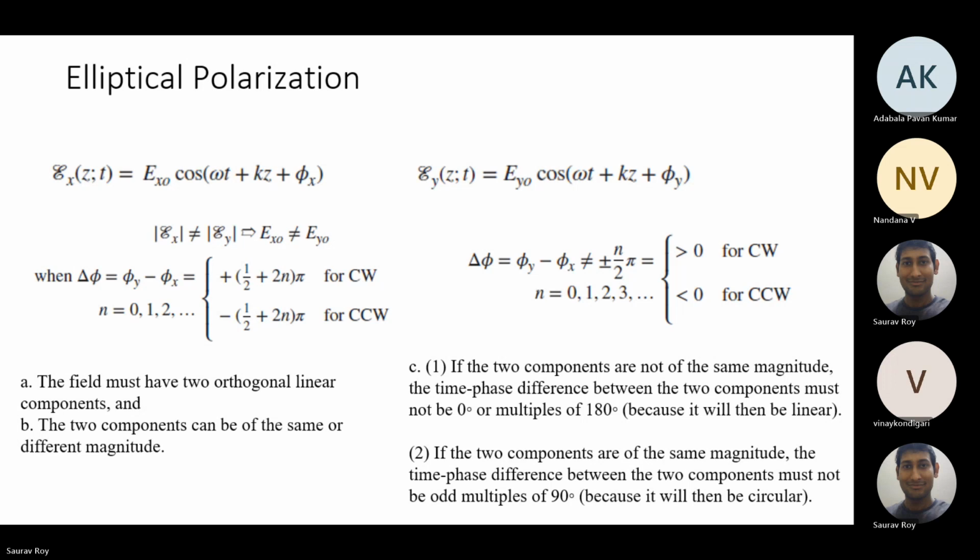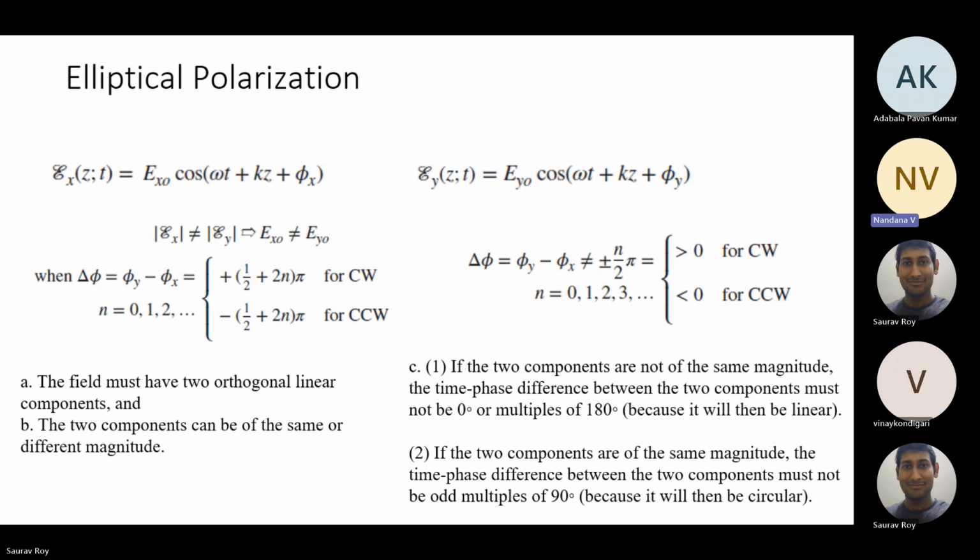Yes, sir, now I get it. Understood, right? And the other case is very easy. If they are not same at all, Ex not equal to Ey, then obviously it will be elliptical. There is no doubt on this. Yeah, Nandana and Pavan, do you understand this? Yes, sir.